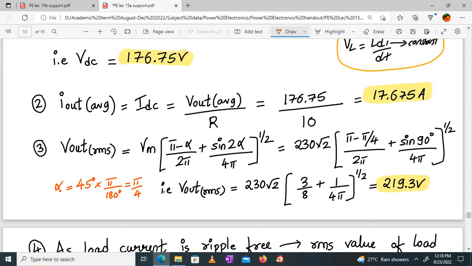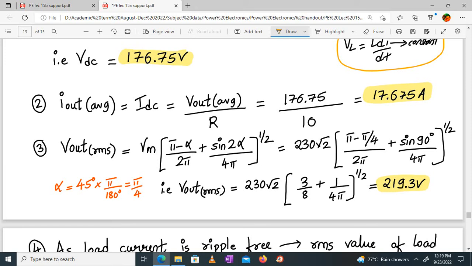We can ask you a numerical in the exam only up till here for 5 marks. That is possible, right? Calculate average output voltage, RMS output voltage and average current. That's it for 5 marks. Why not? So you should be ready with everything. Please calculate. What is sine 90? 1. Is it coming to 19?